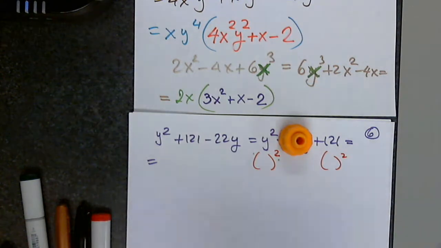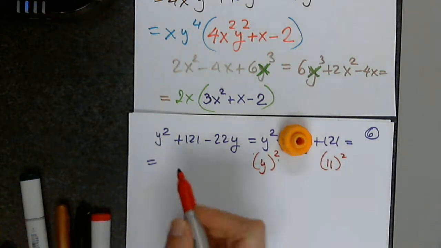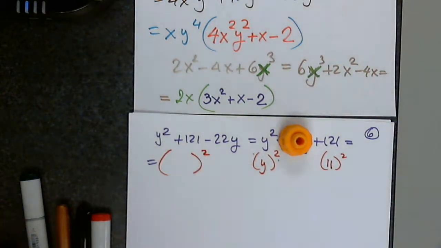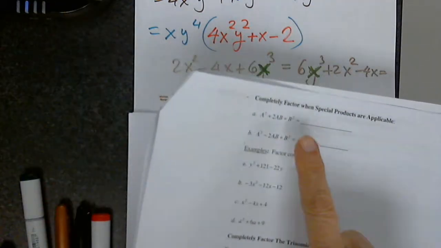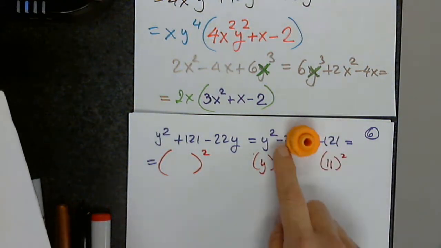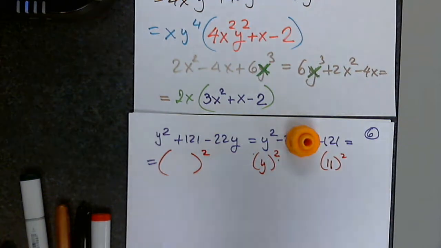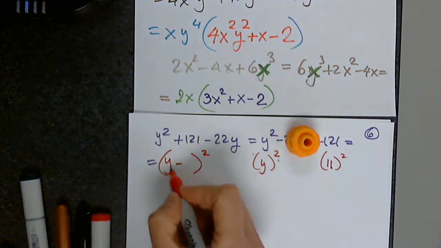Yes, so what do I have here? What do I have here? 11. So what do you expect to get? Because remember, there are only 2 special products for trinomials. What do you expect to get, based on these 2 formulas at the top? First of all, this middle term is negative. So the formula has to have minus, right? This binomial has to have minus. What do you expect? Exactly, that's what I expect.